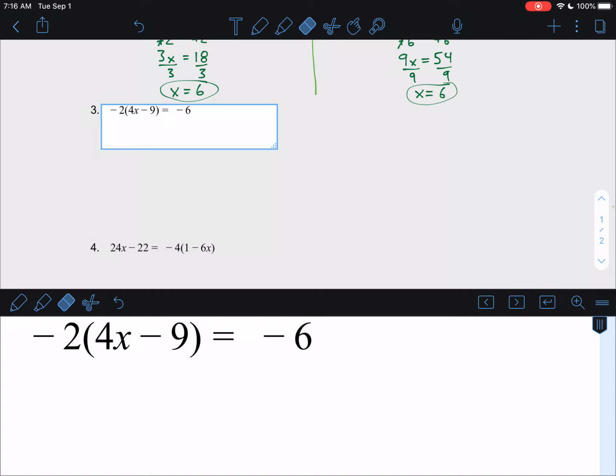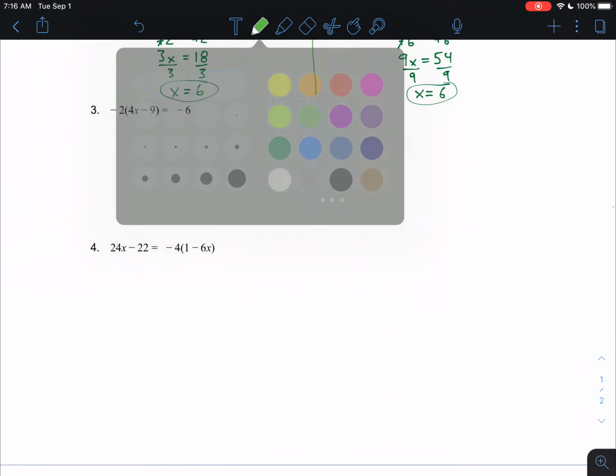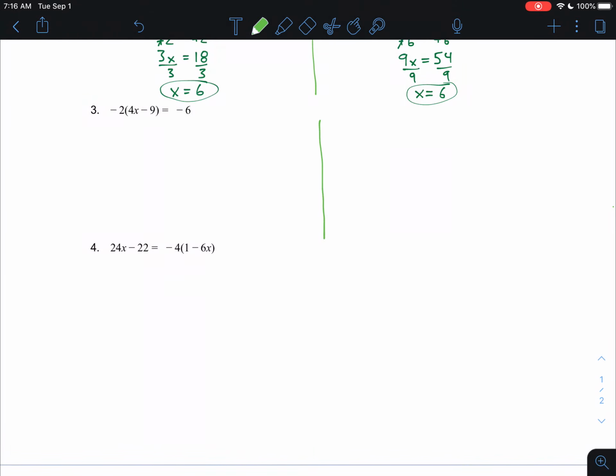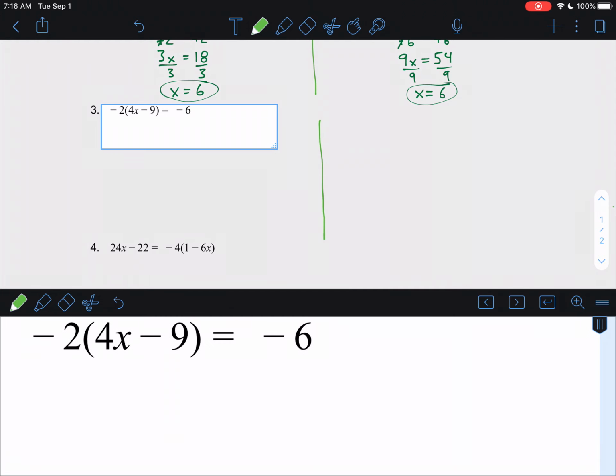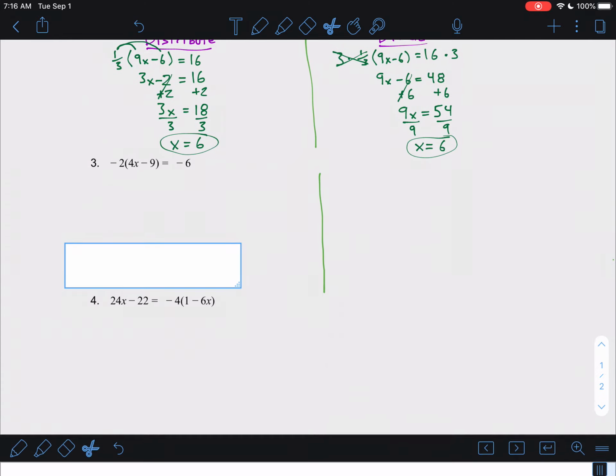I can do this both ways as well, which I'm going to do. I will use the exact same colors to notate everything. Let's see. I will even just copy and paste.